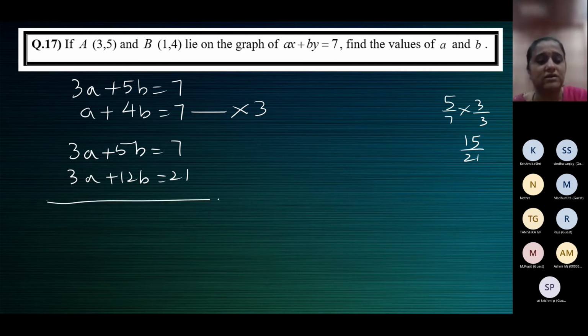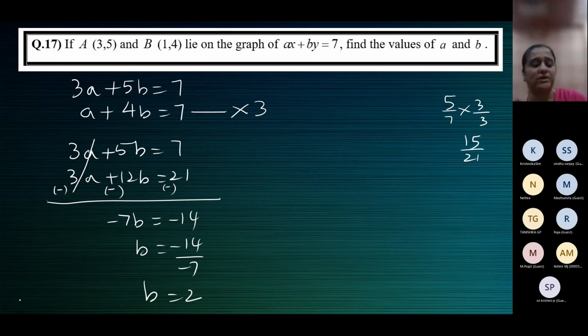Now you see that the coefficients of a are the same in both, but you cannot cancel 3a and 3a, because 3a and 3a is 6a. So you change the signs. If it's plus, make it minus. If it's minus, make it plus. Change the signs throughout the second equation. Now 3a minus 3a cancels. 5b minus 12b is minus 7b, is equal to plus 7 minus 21, which is minus 14. So minus 7b is equal to minus 14. b is equal to minus 14 by minus 7. b is equal to 2. So the value of b is equal to 2.